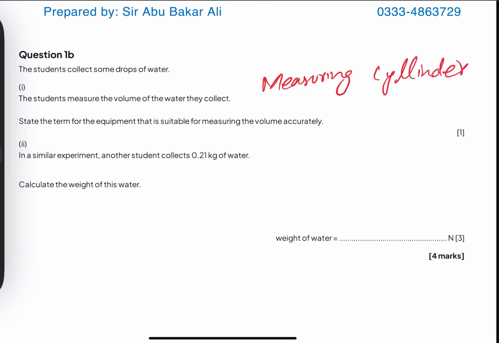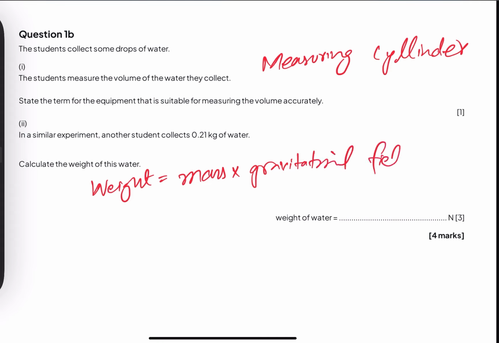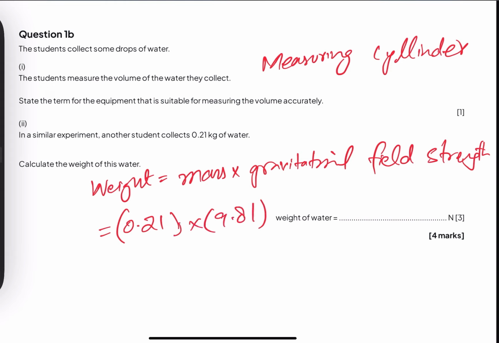In a similar experiment, another student collects 0.21 kg of water. Calculate the weight of the water. Okay, you have to find the weight. So weight is equal to mass times gravitational field strength. As we know, gravitational field strength is constant and mass is given, so mass is 0.21 and gravitational field strength is 9.81. That will give you 2.1, and units are already given.